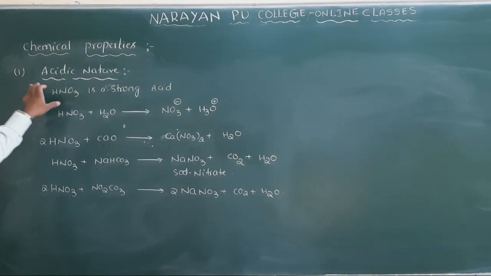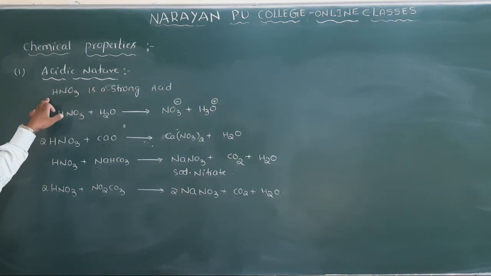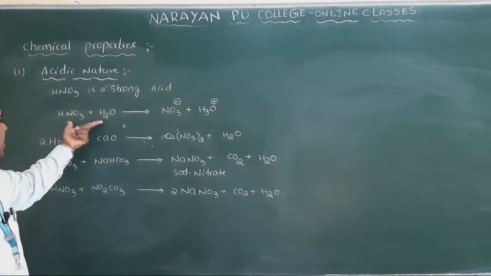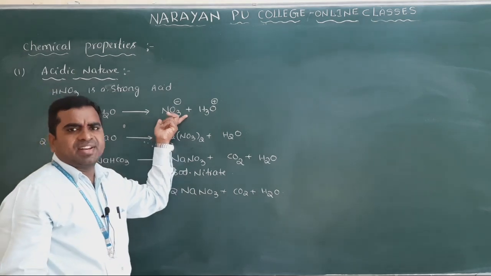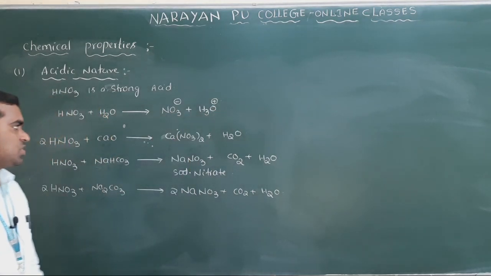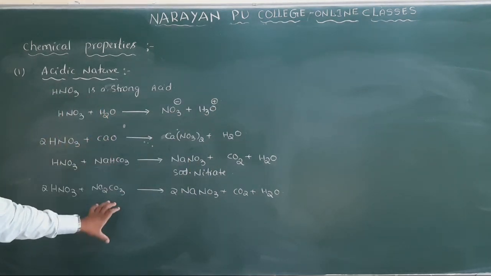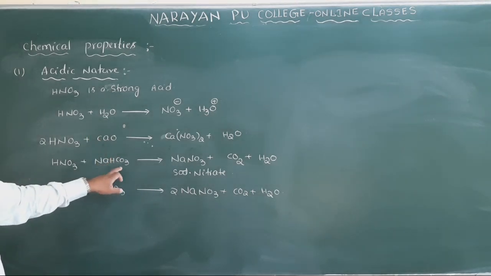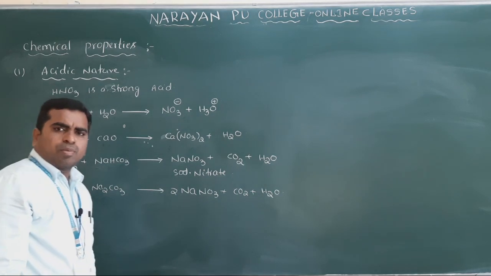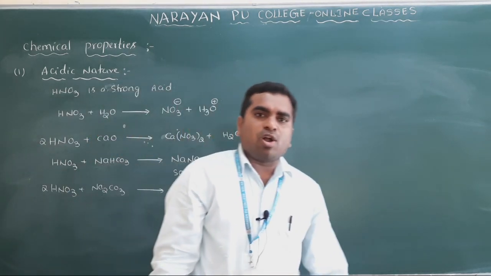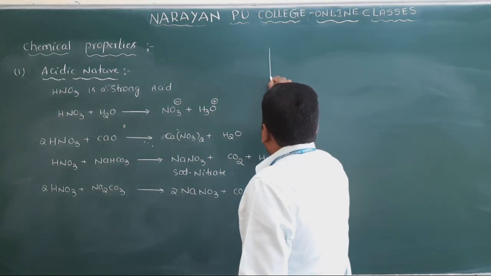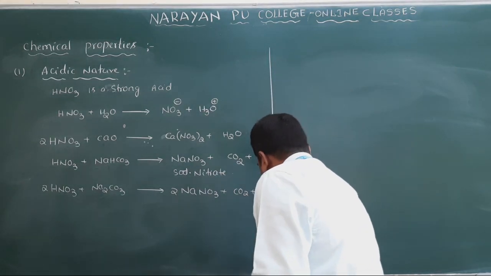This is about the acidic nature of HNO3. HNO3 is a strong acid. It gives H plus ions very easily. In solution it is in the form of nitrate ion and gives H plus ions. Being an acid, it will react with some bases like calcium hydroxide or calcium oxide, and with sodium bicarbonates and carbonates, and gives the respective salts and water. Clear? This is the first property, the acidic nature of HNO3.